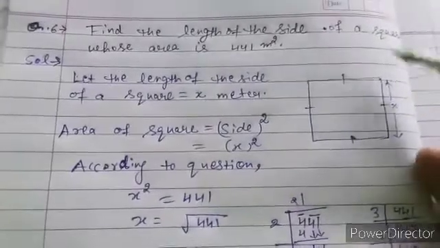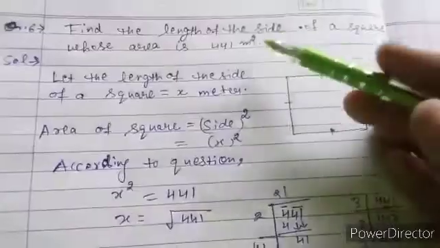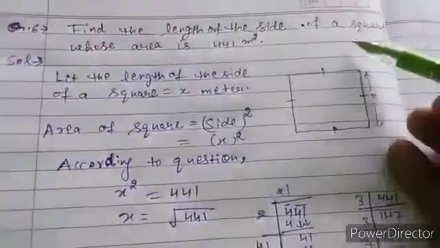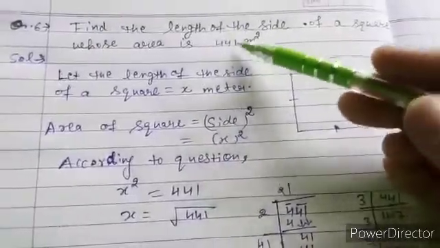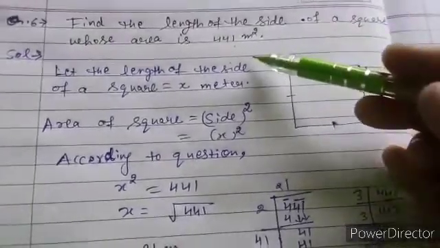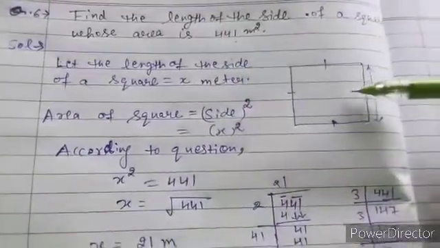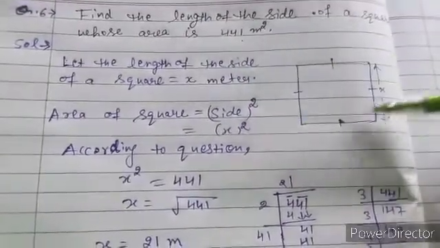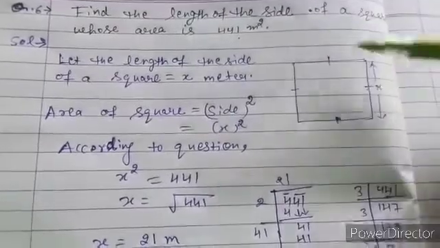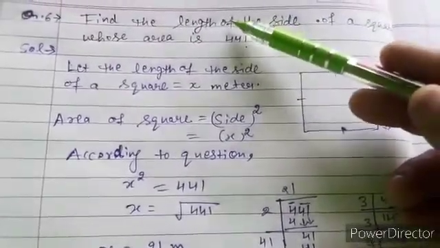NCERT 8th class math, exercise 6.4, question number 6. Find the length of the side of a square whose area is 441 meters square. So the area of the square is given and we have to find the length. So this is a square. All sides of a square are equal.